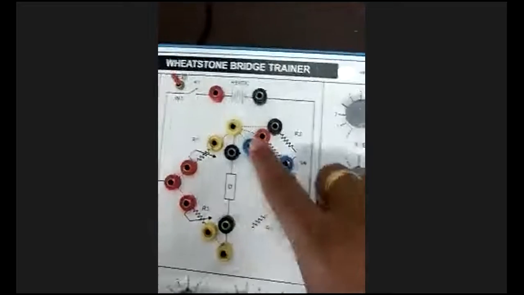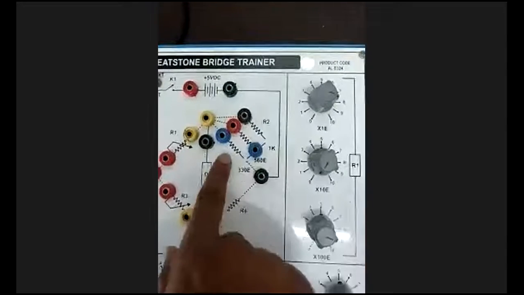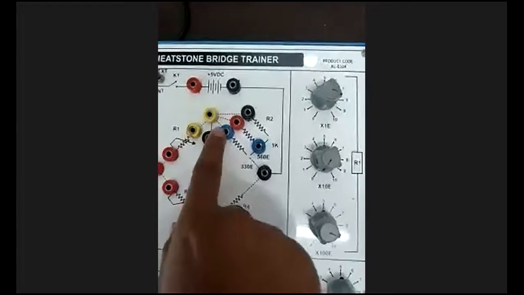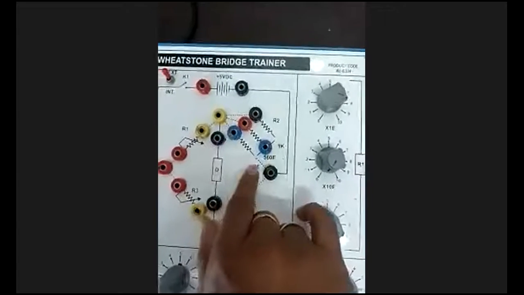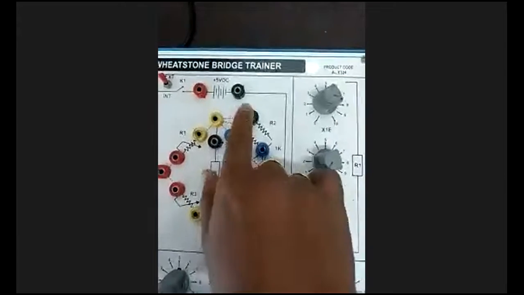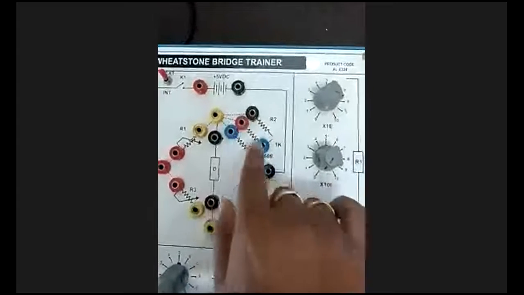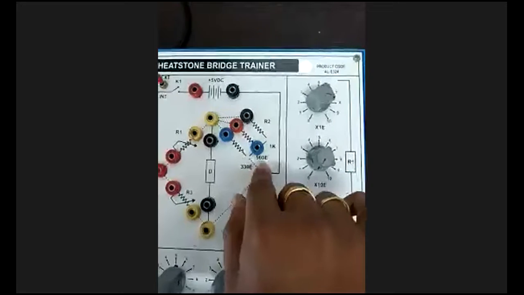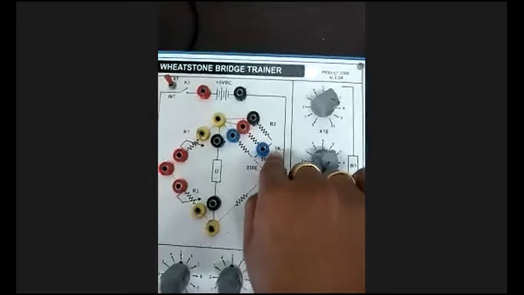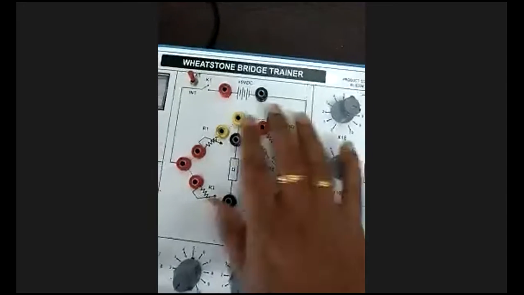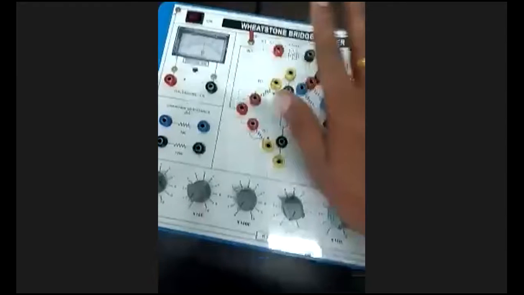And here, R2 resistance, they have given three resistances already. If we consider this point and this point, it is 330 ohm. The middle red one and blue one I have connected is 560 ohm. If I use the last one, that is the black patch, that is 1 kilo ohm. Like that we have to do the kit.